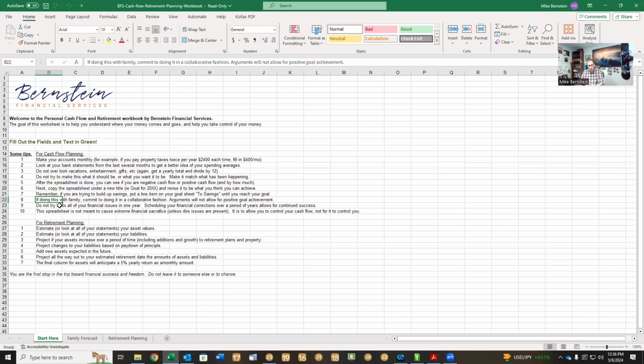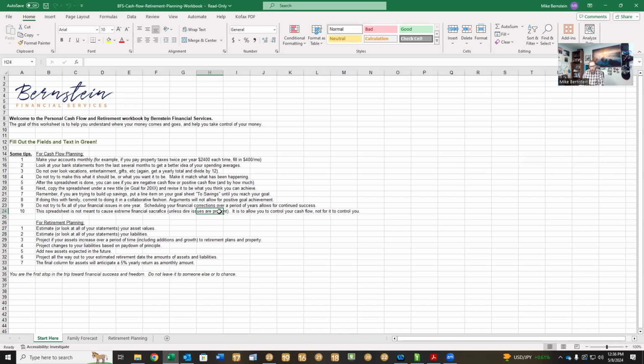So again, look to history. You can look to bank statements. You can look to all their debit cards, your credit cards. You'll be gathering all this information to put it on the spreadsheet. The goal of the spreadsheet is not to say, take away all these things from you from spending. That's not the goal. The goal is to make it work for you.